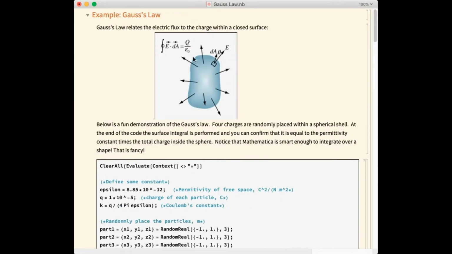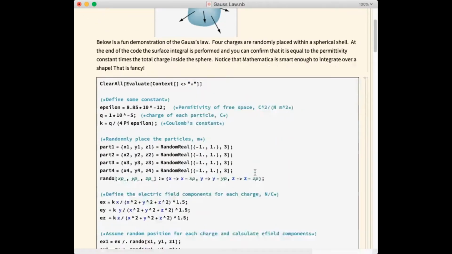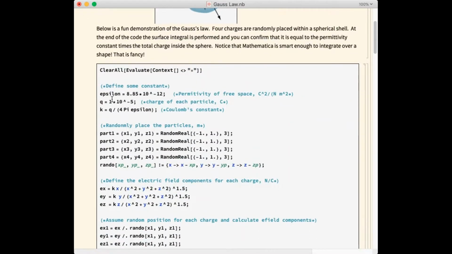Okay, so this is just a Mathematica notebook I made for computational physics a few years ago. And basically, I'm just going to do some harder integrals with it. So you can read through this if you want. But what I'm doing here is I'm just defining some properties of the charges I'm going to put inside the surface.